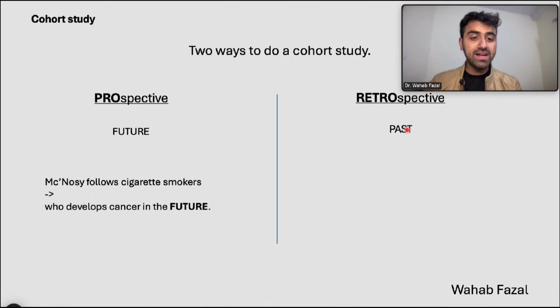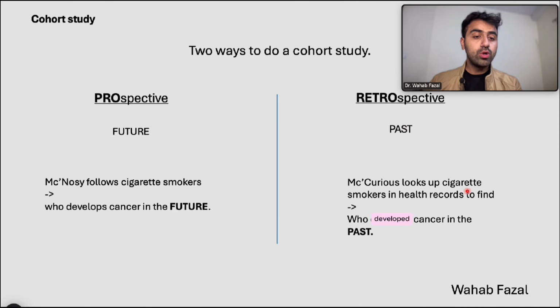In a retrospective study, Mercurius looks up cigarette smokers in health records to find who developed cancer, not develops, who developed cancer in the past. That is a retrospective study. On the basis of exposure, people who are smokers, which is in this case the exposure, you see who actually developed cancer in the past.